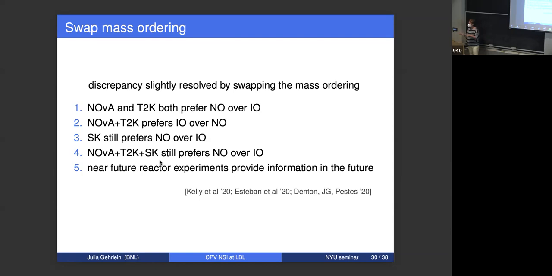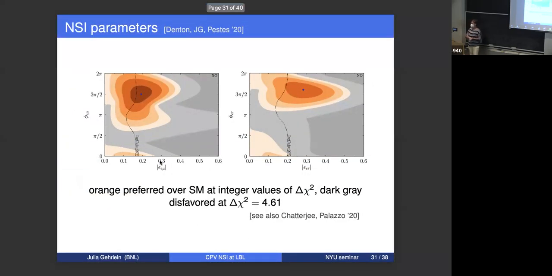So swapping the mass ordering is just, I would say, a standard model way of resolving this tension. Now I'm moving to non-standard interactions, a BSM way to resolve this tension. Here I show our results in the plane of the phase of the NSI parameter and its absolute value. I'm showing the results for epsilon e mu and epsilon e tau.